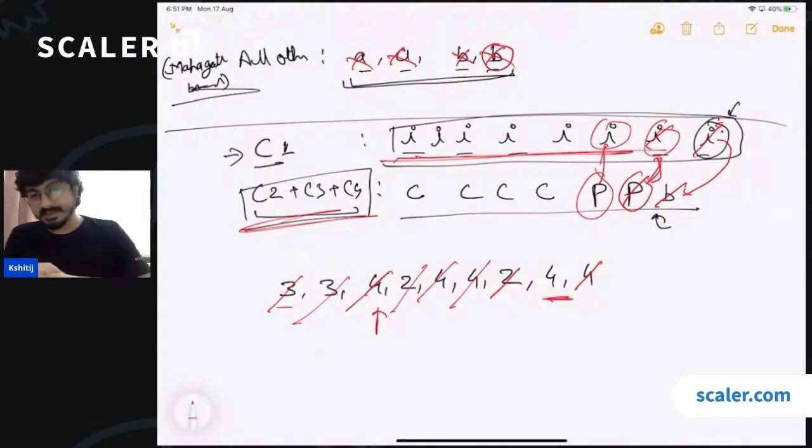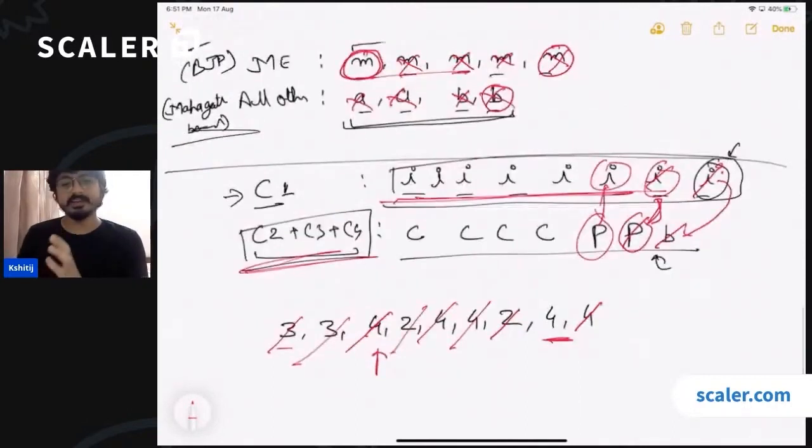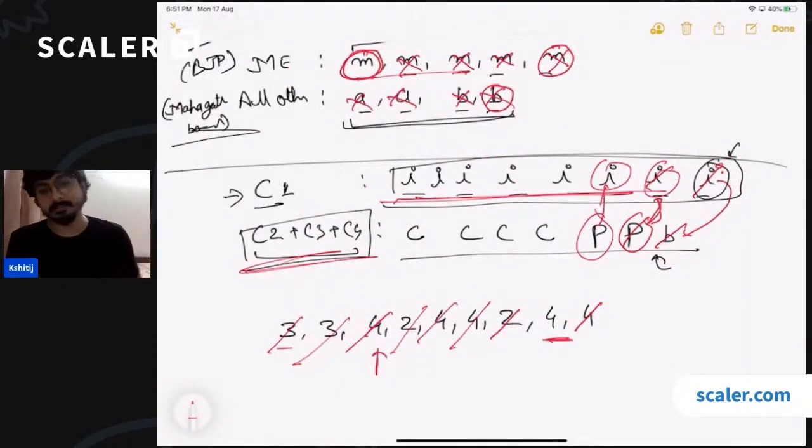If I slightly change the initial observation, so the initial observation was that if we are removing one occurrence of a majority element with one occurrence of a non-majority element, the majority element remains the same. But if I change this observation to, if I remove two distinct elements at a time, the majority element remains the same. Will this also be correct?